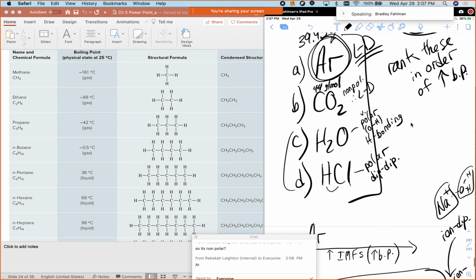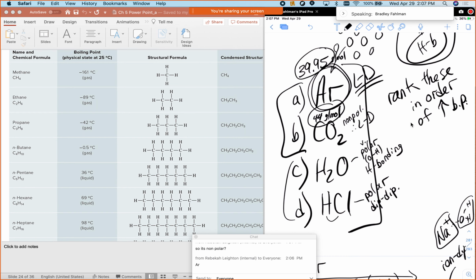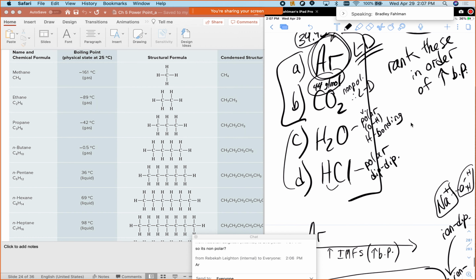And then if you have two that have London dispersion, you're just looking at their relative masses to see which one is lower. And so that's why argon is less than CO2. Then you're getting to the polar ones. So it's going to be HCl, and then water, because hydrogen bonding is stronger than dipole-dipole. So a question like that could be on there.